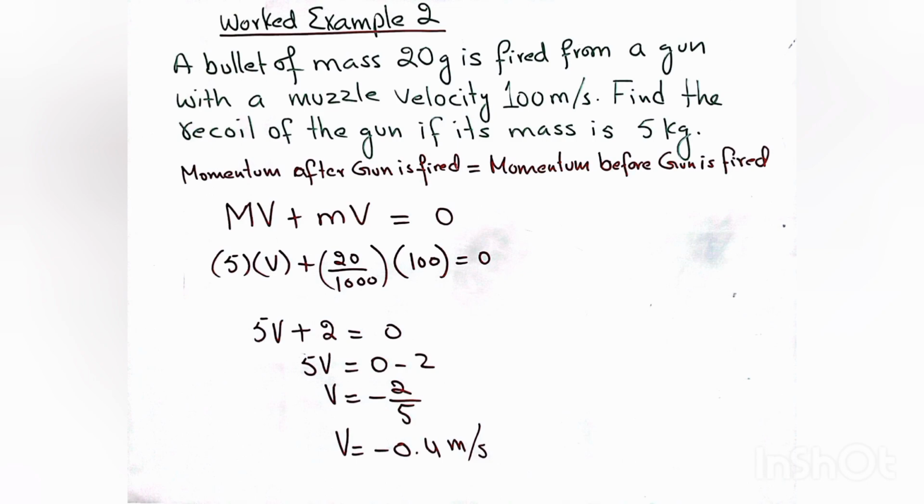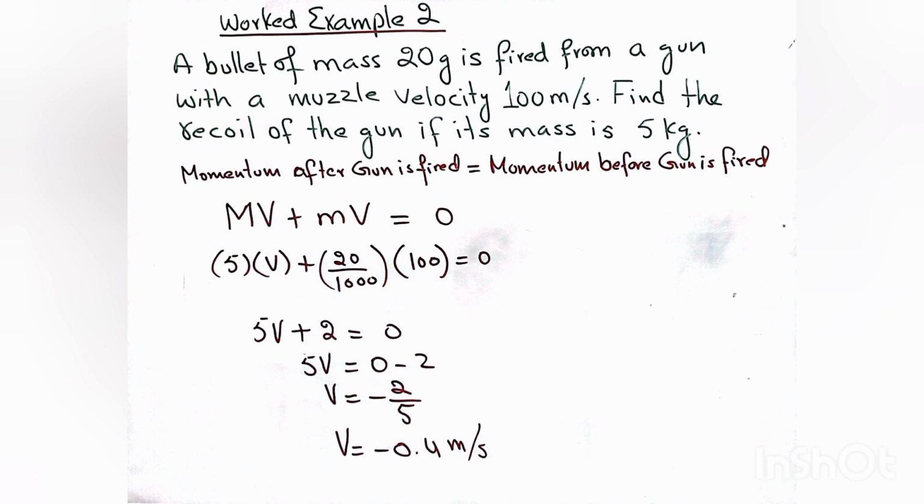Here we have an example in which a bullet of mass 20 gram is fired from a gun with the muzzle velocity of 100 meter per second. Find the recoil of the gun if its mass is 5 kg. You see, the momentum before the gun is fired and the momentum after the gun is fired will be equal to each other.